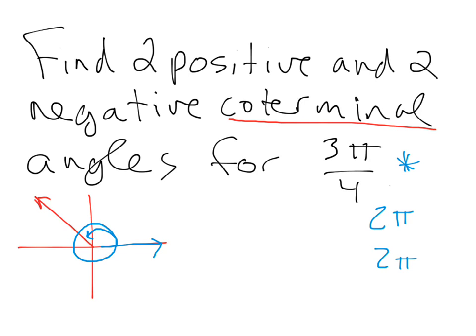Similarly, if we want negative coterminal angles, we're going to start in the same position, but now we're going to rotate in the clockwise direction. We're going to end up in that same position. So instead of adding copies of 2 pi, we're going to subtract copies of 2 pi. In other words, we're going to keep adding and subtracting copies of 2 pi in order to get the coterminal angles.